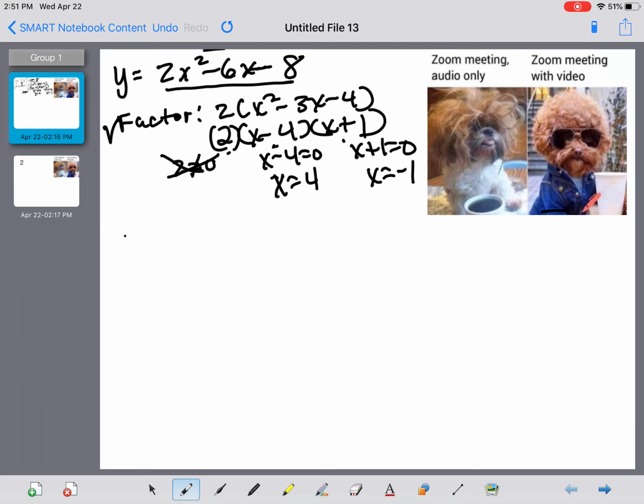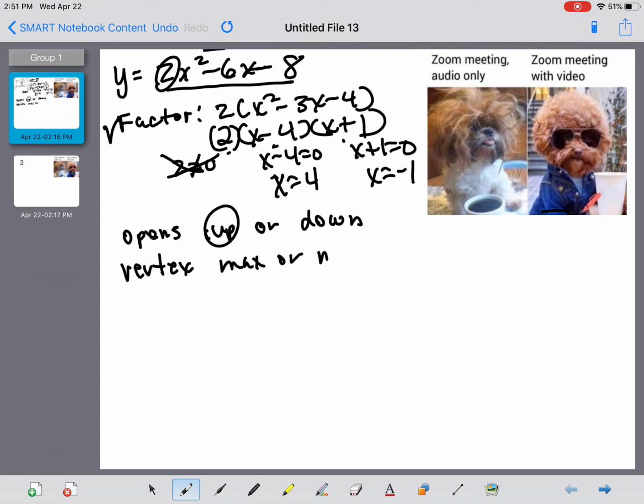All right, then on your worksheet, it says opens up or down. And you can just circle either one of those. This one is positive, so it's going to open up. The next question is the vertex, a max or a min? Okay, if it's opening up, the vertex is a min.